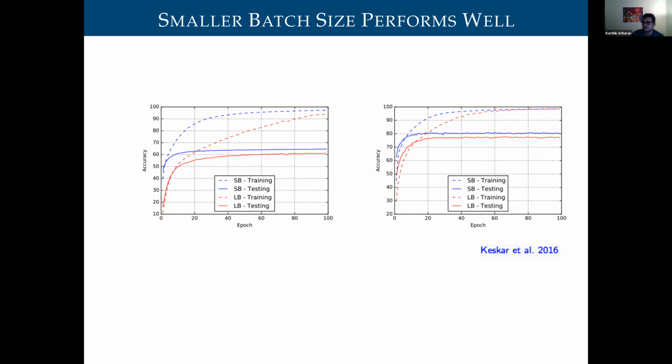You tune it carefully, you get good enough performance. But it seems like these large batch methods require more tricks out of the hat to get them to be competitive. It seems like, at least off the shelf, if you just take these algorithms, I would still say, at least up to now, small batch methods seem to work better than large batch methods.